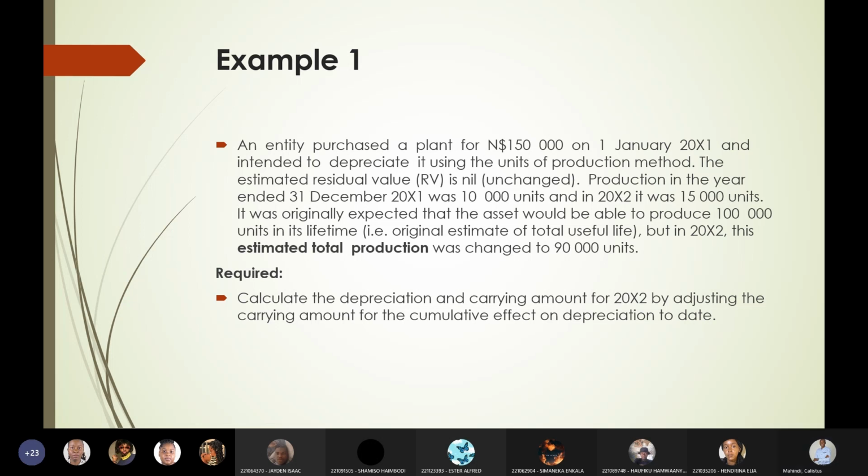It says the carrying amount is 89,991 and the depreciation is $9. Am I reading that correctly? Do you agree with that answer? It's typed in the chat: 89,991, that's the carrying amount, and depreciation of $9. Do you have a different answer?